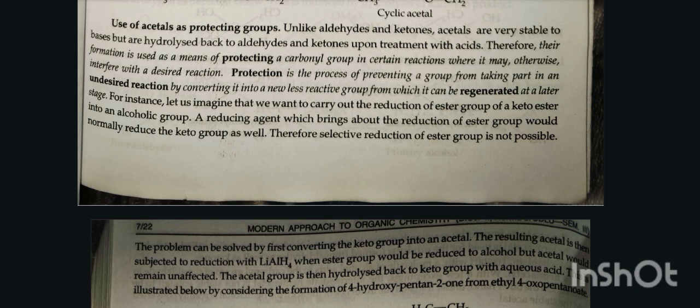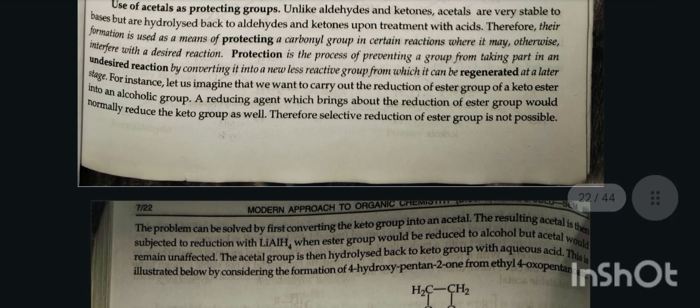Unlike aldehydes and ketones, acetals are very stable to bases, but are hydrolyzed back to aldehydes and ketones upon treatment with acids. Therefore, their formation is used as a means of protecting a carbonyl group in certain reactions where it may otherwise interfere with a desired reaction. Protection is the process of preventing a group from taking part in any undesired reaction by converting it into a new, less reactive group from which it can be regenerated at a later stage.